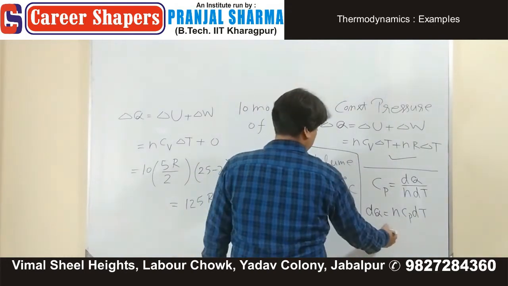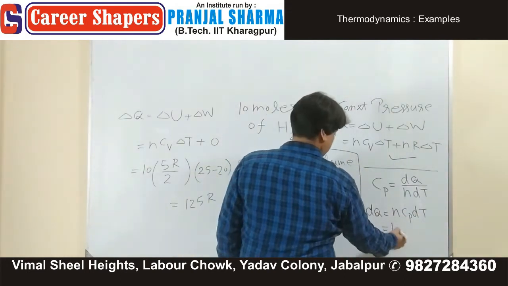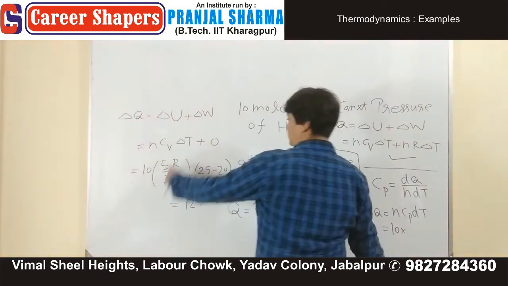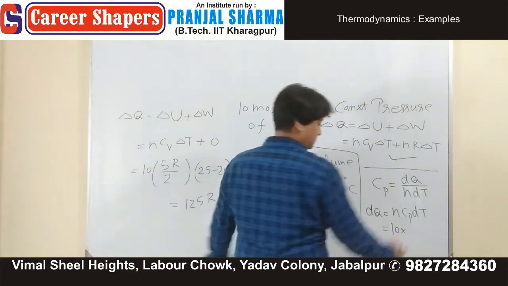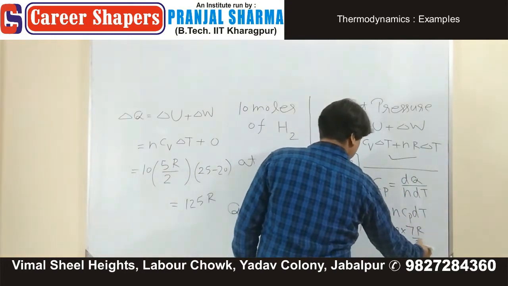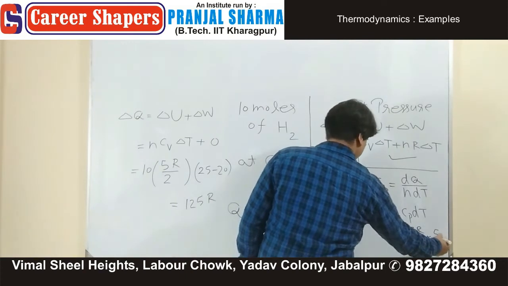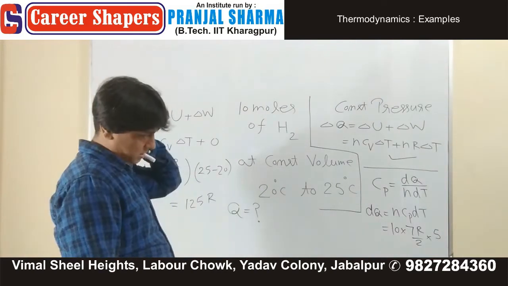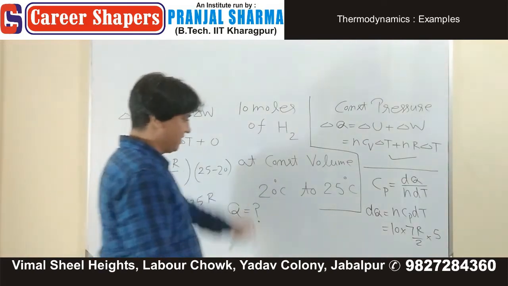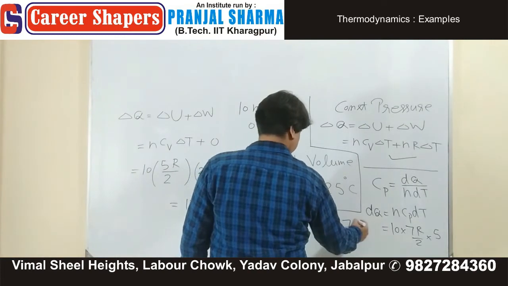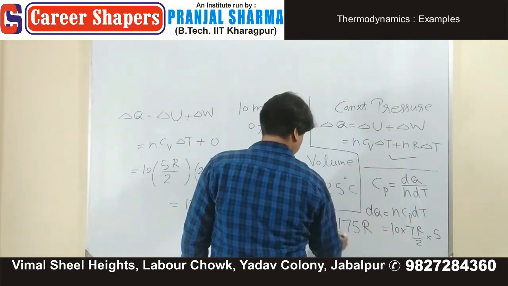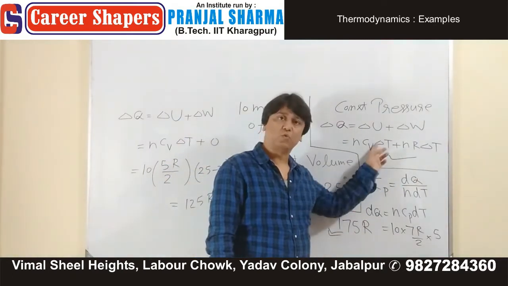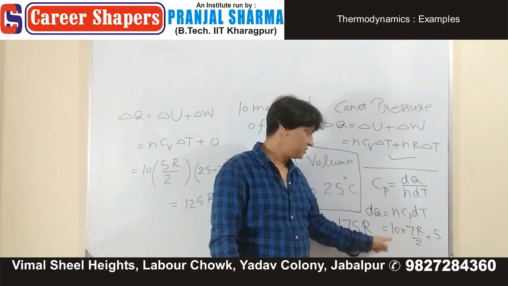What is n? 10. What is Cp for hydrogen? This is 5, a jump of 2, 7. 7R by 2, and dT is the same, 5. So 10 times 5 is 50, 50 times 7 by 2 gives 175 R. If you use the earlier method, again you will get 175 R. But prefer this.